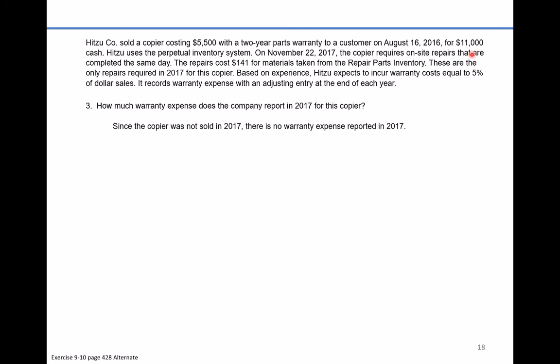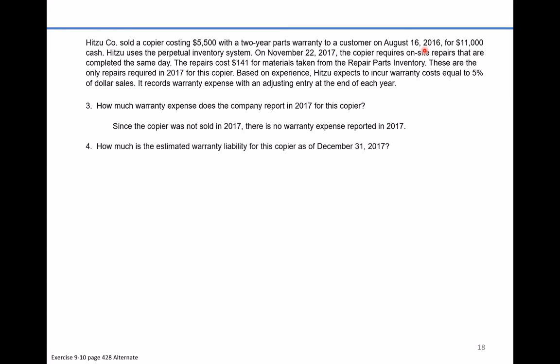The next question is, how much warranty expense does the company report in 2017 for this copier? Well, since the copier was not sold in 2017, there's no warranty expense reported for 2017. When was the copier sold? 2016. When do you take an expense for the sale so that you're not violating the matching principle? In the year that you sold it, 2016. So in 2016 was the only year an expense was taken. Why? Because that's the year the sale was booked.